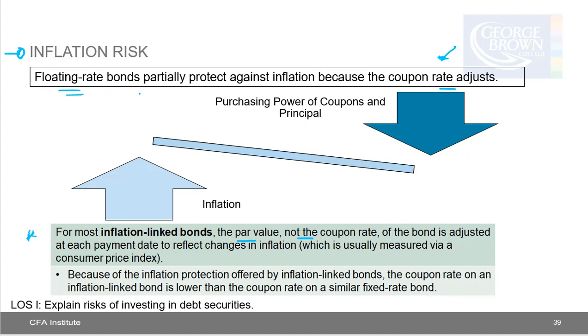And with these floating rate bonds, they partially protect against inflation because the coupon rate adjusts, but the par value does not adjust, okay? So there's a loss of purchasing power against the principal payment. Investors who are concerned about inflation and want protection against it may prefer to invest in the inflation-linked bonds where there is the adjustment to the principal par value for inflation. Because the coupon payment is based on the par value, the coupon payment changes with inflation, okay?